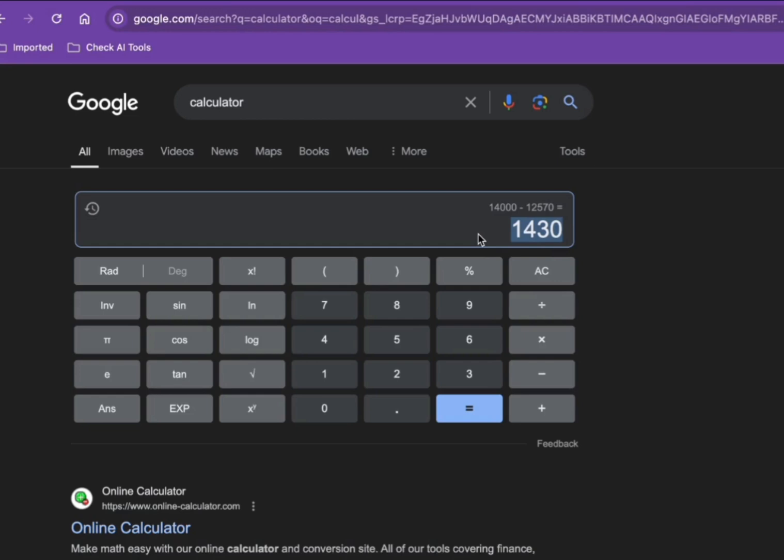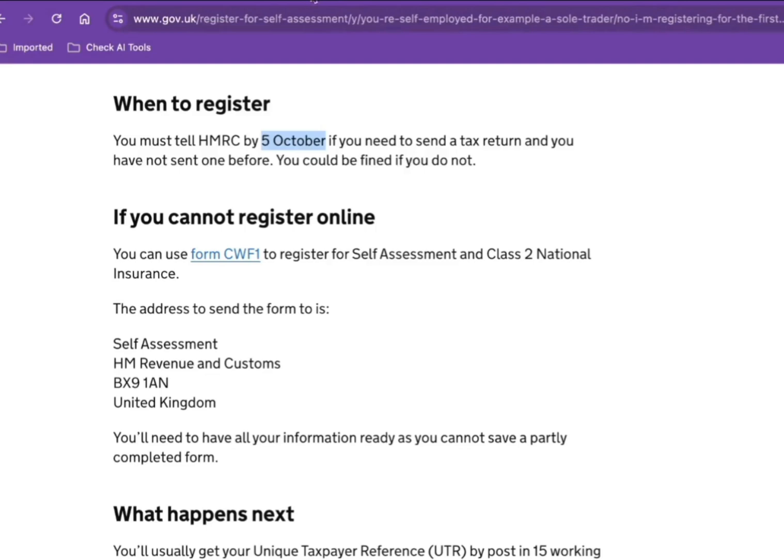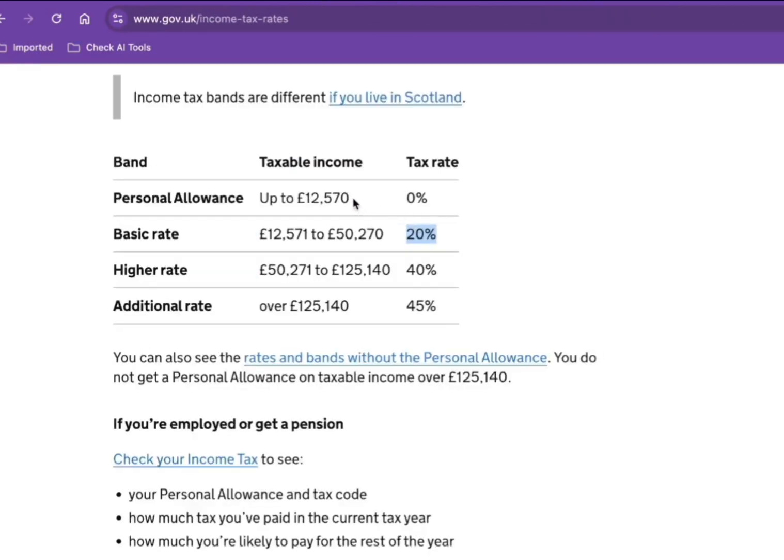But if you have a job somewhere else, and let's say you were making £30,000 there as well, then you are already using your personal allowance. So for example, this amount right here where you're paying 0% tax, this is called personal allowance. So that is something that you might be using in your job already.